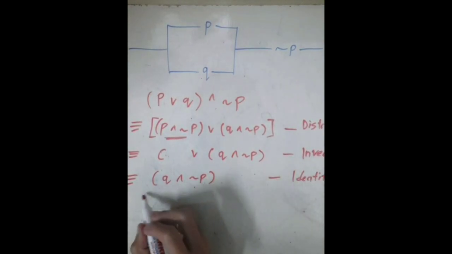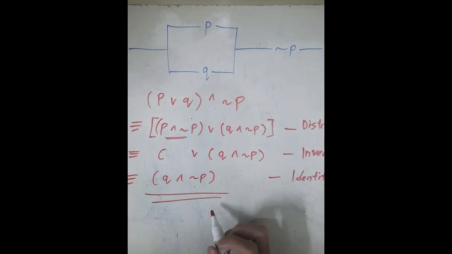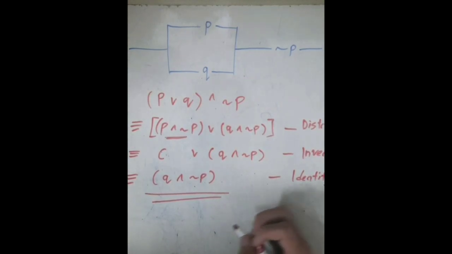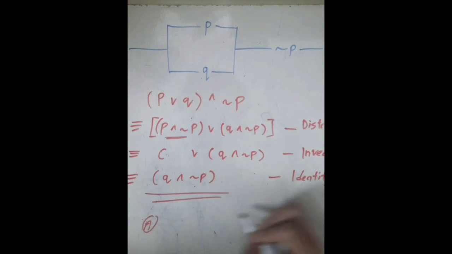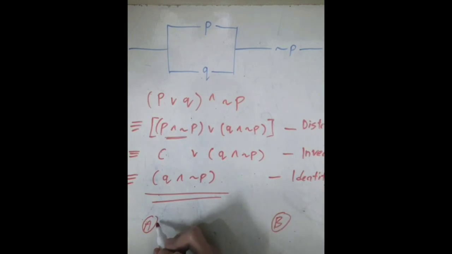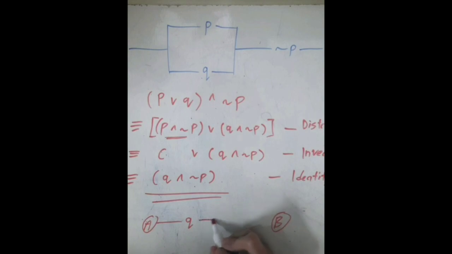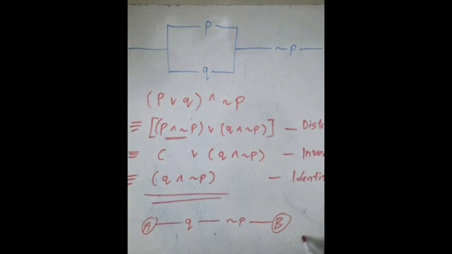So this is the final answer, and if the question need us to draw the switching network, we just draw the terminal A and B, started with Q and not P. That's it.